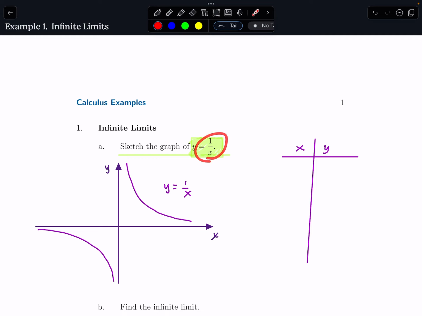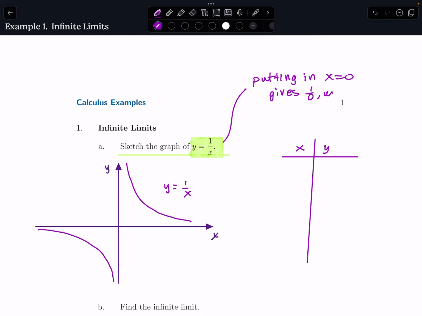One of the things we see with y equals 1 over x is that its domain is not all real numbers. The function has x in the denominator, and putting in x equals 0 gives 1 over 0, which is undefined. So the function is not defined at 0, but moreover, there is a vertical asymptote, and that vertical asymptote is the line x equals 0. So let's check out what's going on here.